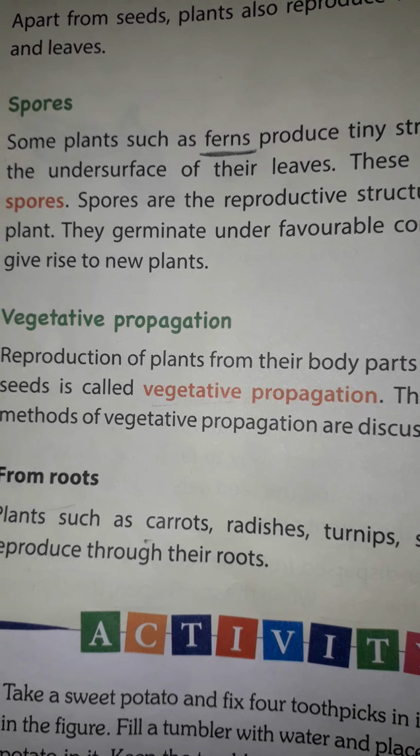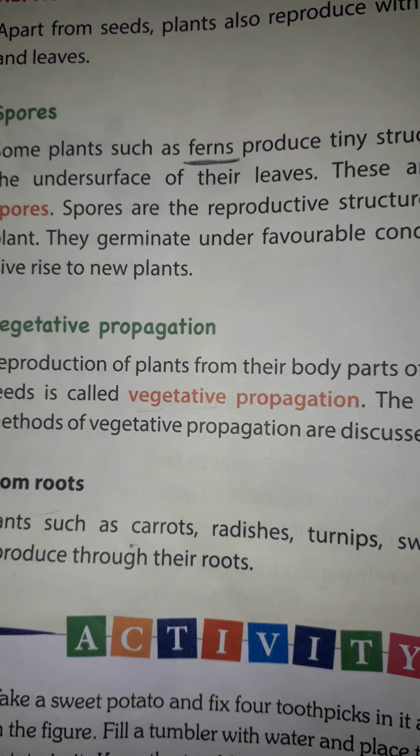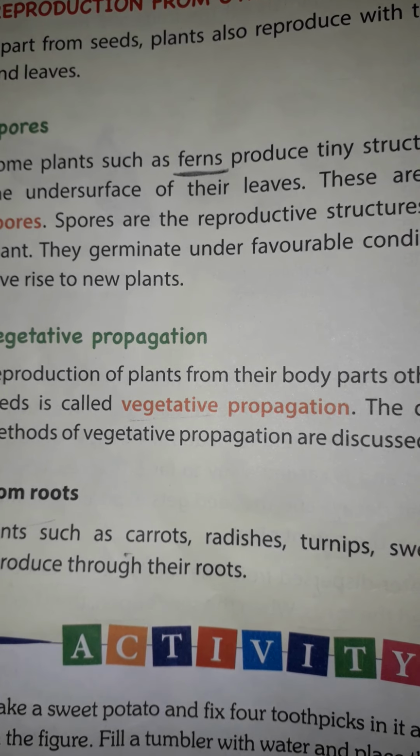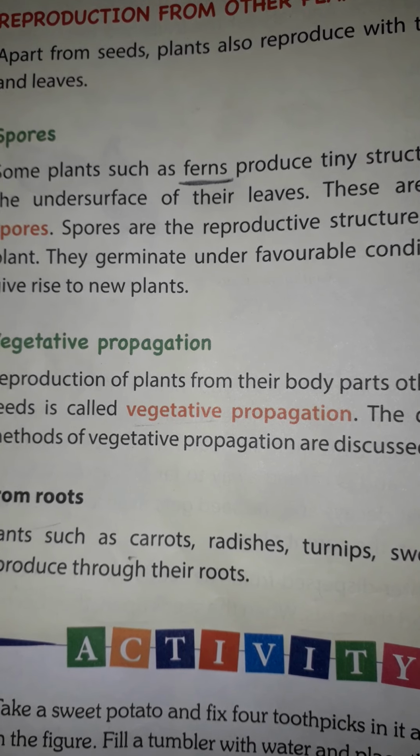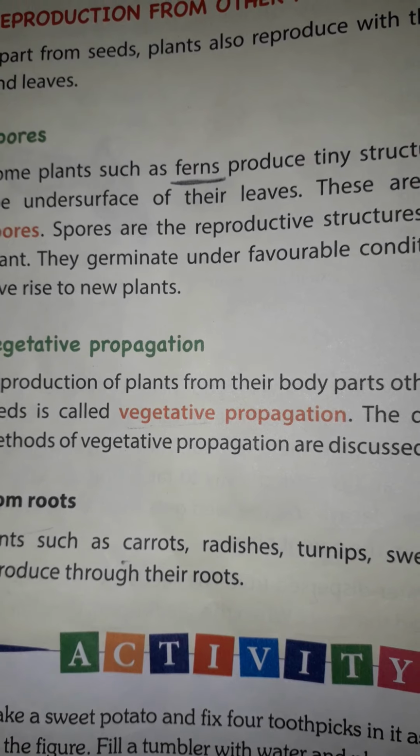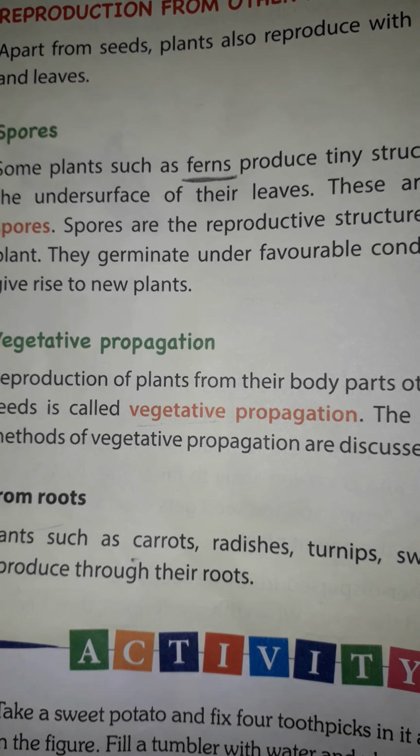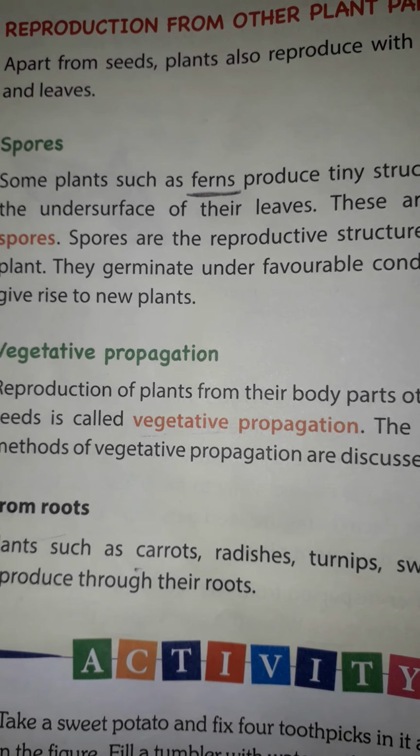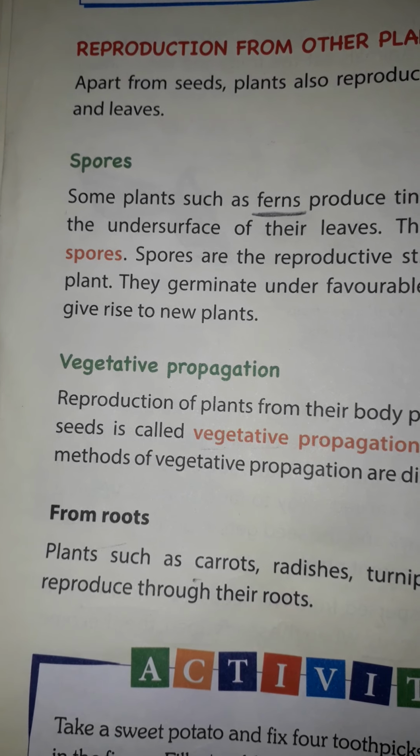First we will see how a new plant will grow from the roots. Carrots, radish, sweet potato and turnips. What are they? They are vegetables, isn't it? How will they reproduce? Do they have any seed? No. They produce a new plant from their root.